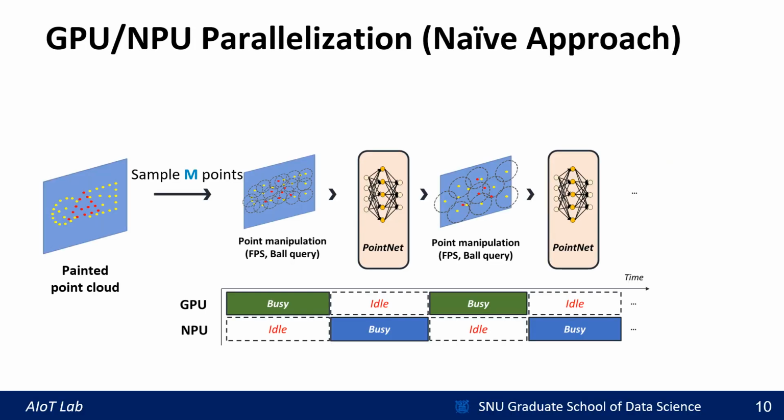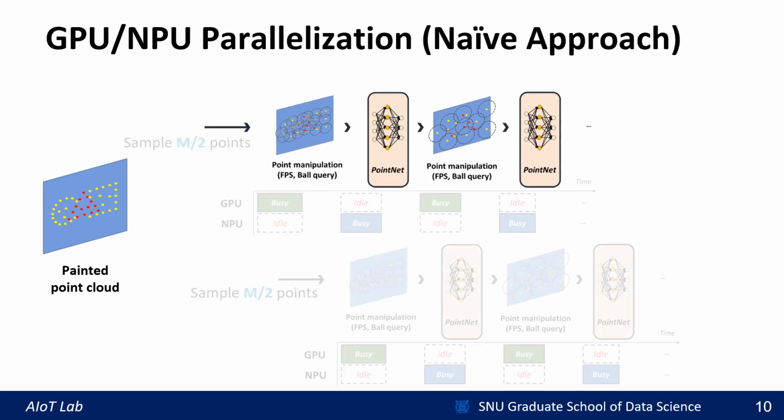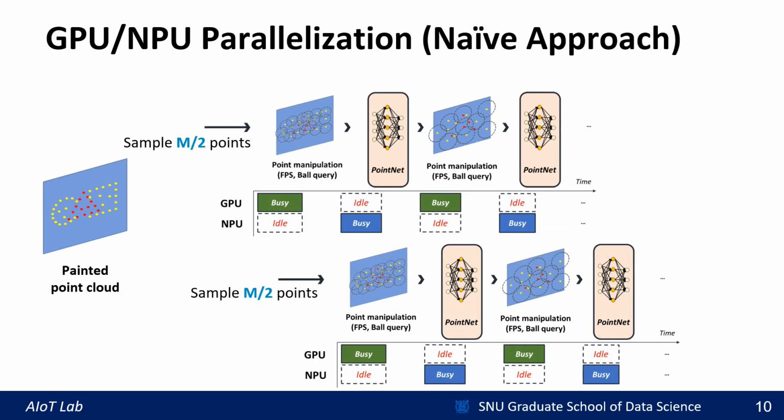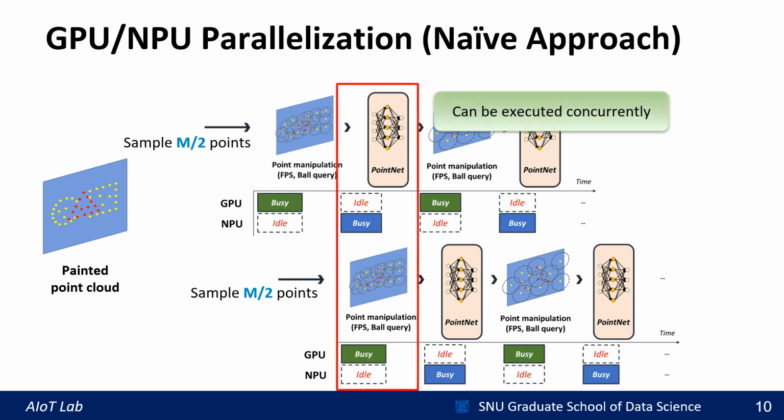To solve the long idle time issue in the naive combination scenario, we tried to make GPU and NPU run in parallel. We sampled M points to generate a single point set as the first step of PointNet++, but how about sampling 2 point sets with half the number of points? Then, we can make GPU and NPU run in parallel. For example, while NPU is running PointNet for the first point set, GPU can run point manipulation on the second point set.